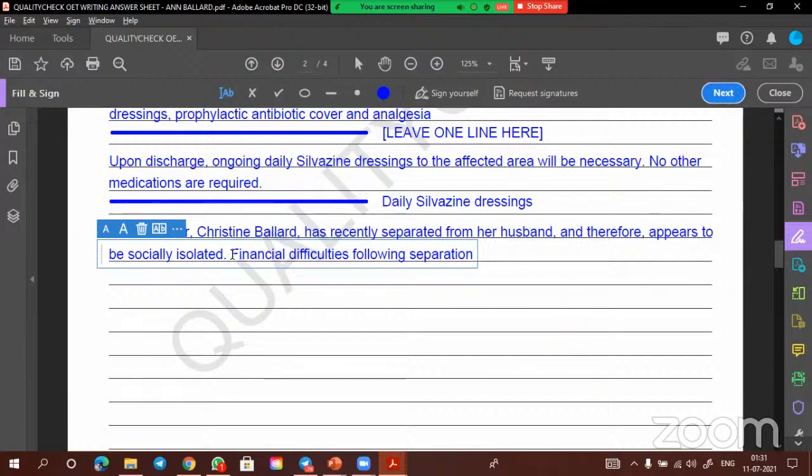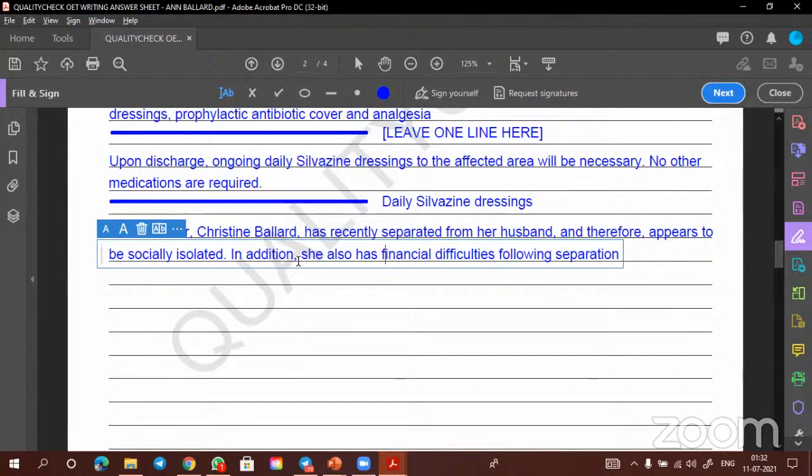You can say "in addition" or "also." Don't use the words "moreover" and "furthermore." In addition, comma. Okay. She also has financial difficulties. You can write like this: financial difficulties.